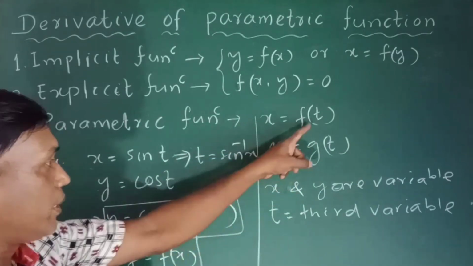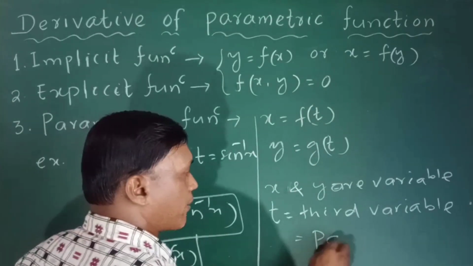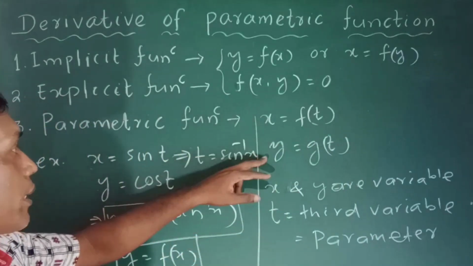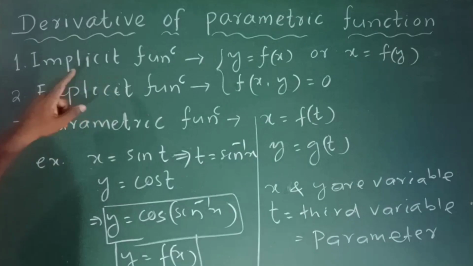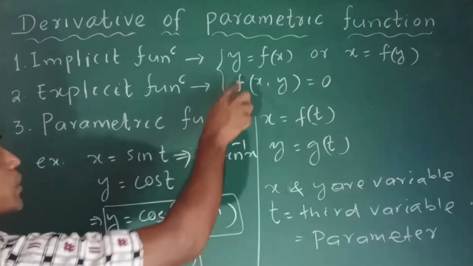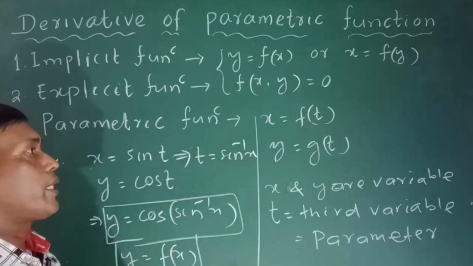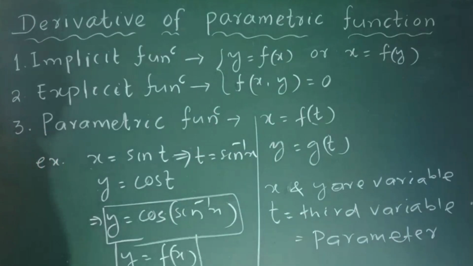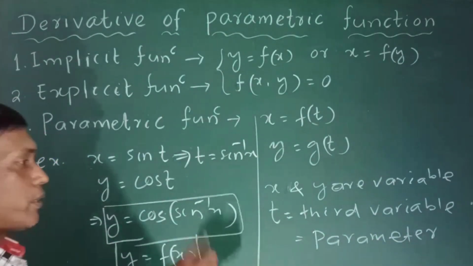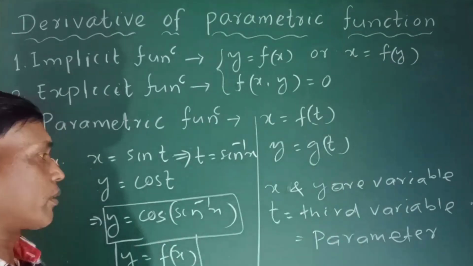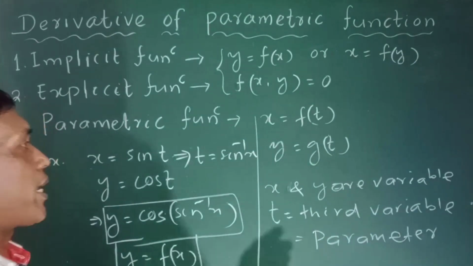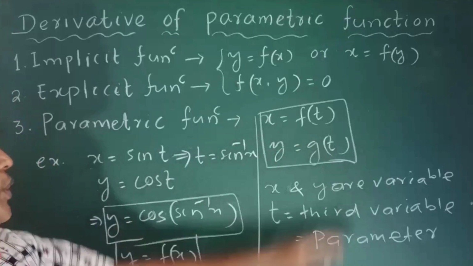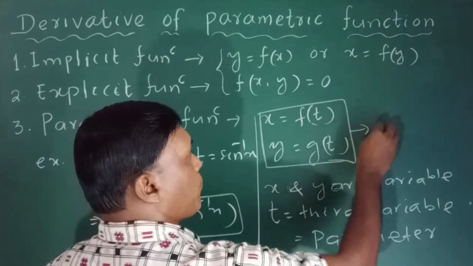In mathematics, this third variable is named as parameter. So the third variable which makes relation between two variables x and y is known as parameter. In case of implicit and explicit, in these two cases y and x are directly related. When x and y are not directly related, then a third variable is required to make the relation like this, and this third variable is known as parameter. And when the relation is made by the parameter or third variable, then that relation is known as a parametric function. So this is the parametric function. x is equal to f of t, y is equal to g of t. Look at here, this is known as a parametric function.